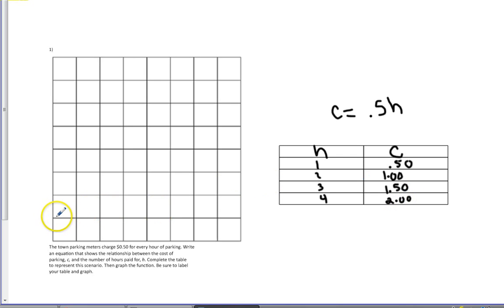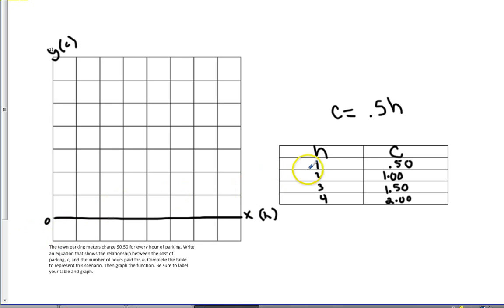So again, I come over here, and this is going to be my x-axis. And I'm going to label it X, but I'm also going to label it with an H because the hours is going to go along the x-axis. And then along my y-axis, we'll label this Y, and we're going to call this the cost. So I'll put C for cost. So I know that my X's and my Y's. And again, this is 0, 0. It doesn't cost me anything to park if I haven't parked there. So that's for 0, 0.